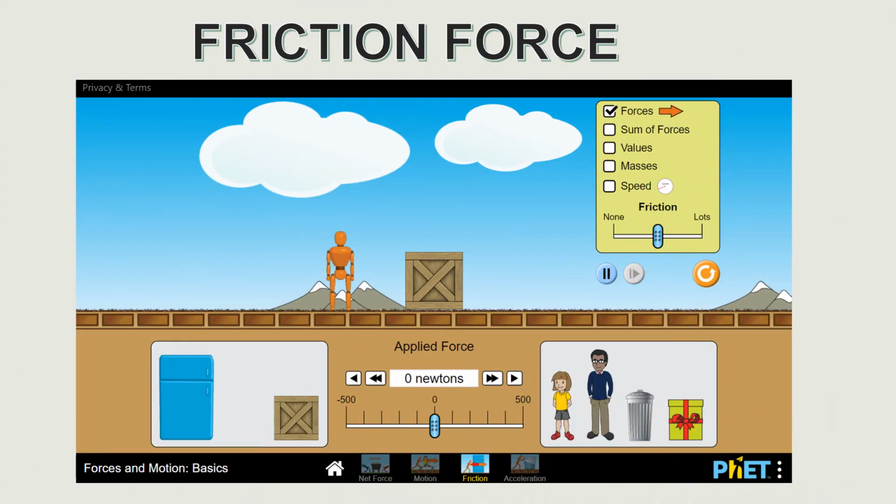The next one is friction force. Friction force, basically how it's applied and what it actually is. Let's see this example. You have some kind of box here.